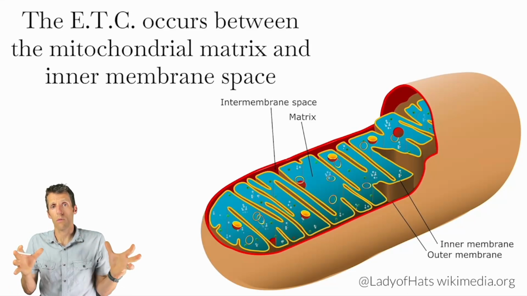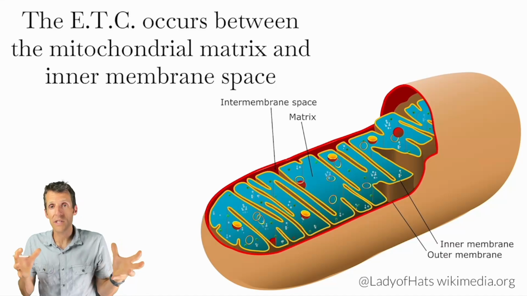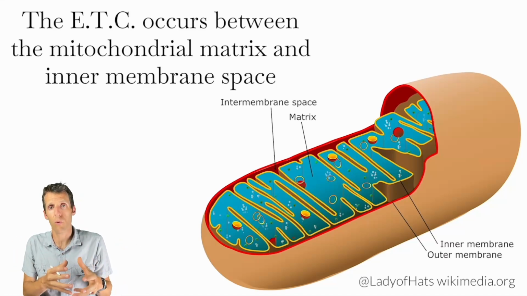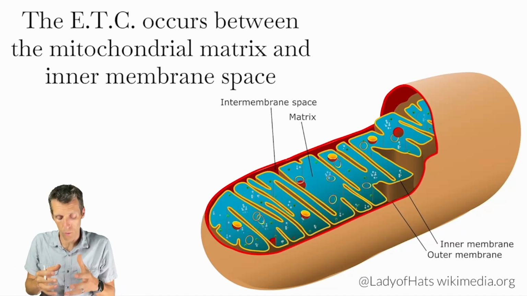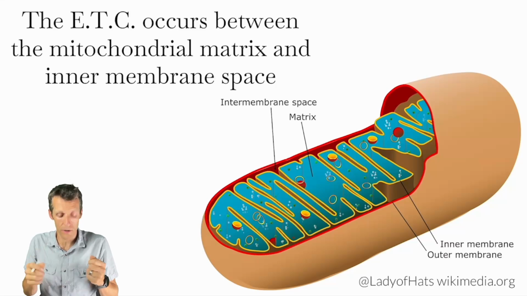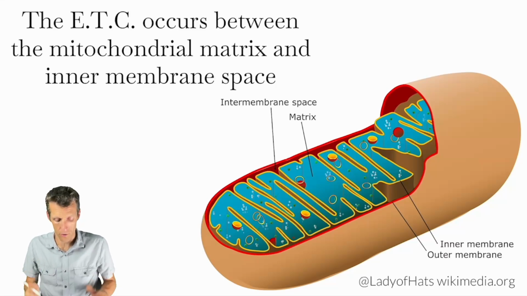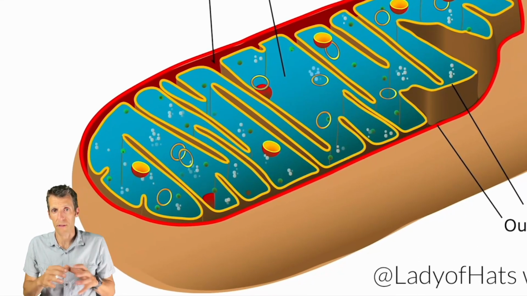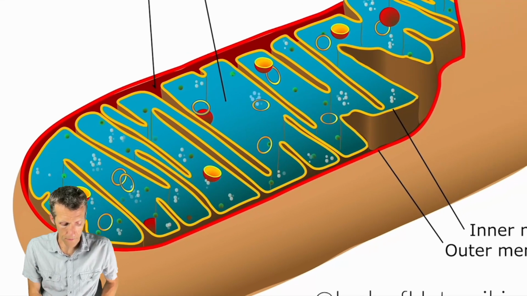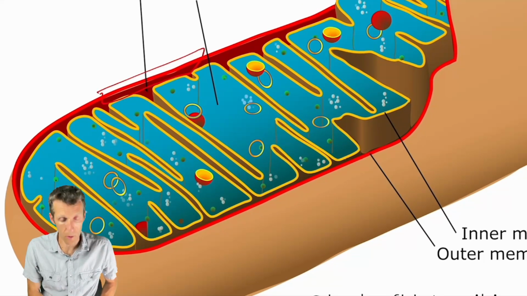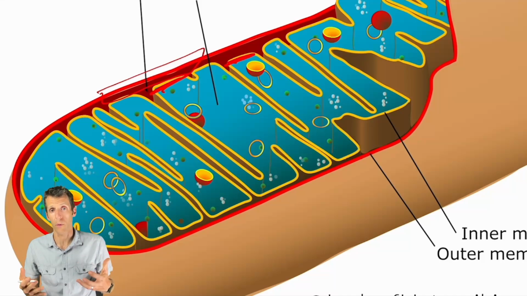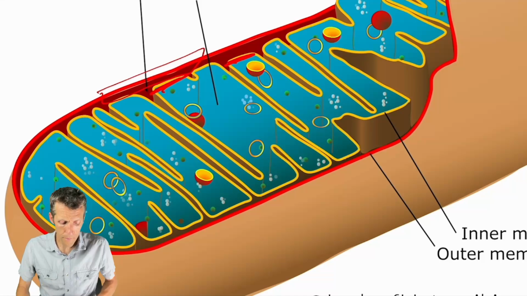So quick reminder, to make sure we're on the same page, the electron transport chain occurs between the mitochondrial matrix and the intermembrane space. So here I've got a picture of a mitochondria. Mitochondria have this double membrane structure. There is an outer membrane that's fairly permeable to the cell, and then there's an inner membrane that is very impermeable to things crossing that bilayer without transporters.